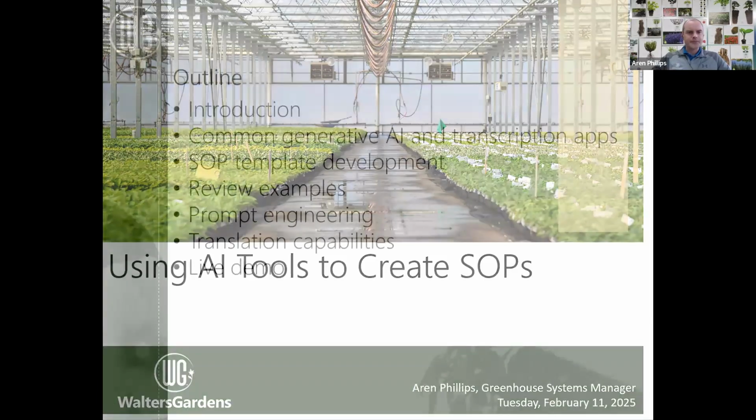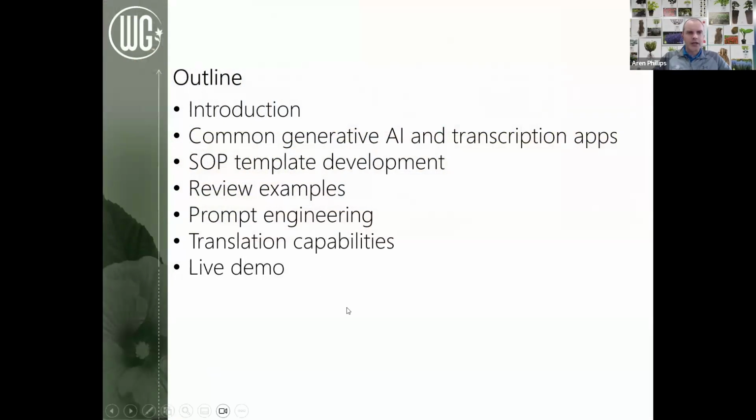So here's our roadmap for today. We'll do a little AI introduction, and then we'll talk about some common generative AI tools. We'll also talk about transcription apps, and then we'll get into SOP template development. These first 3 bullet points are going to go fairly quickly because I would like to spend most of the time on reviewing some examples that I have, and then also digging into something called prompt engineering, and then finally ending on translation.